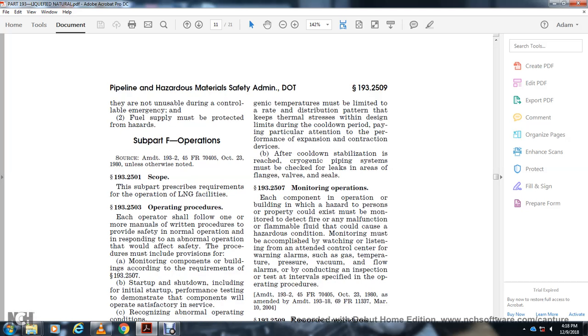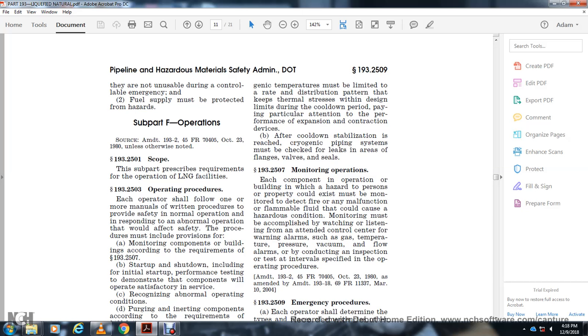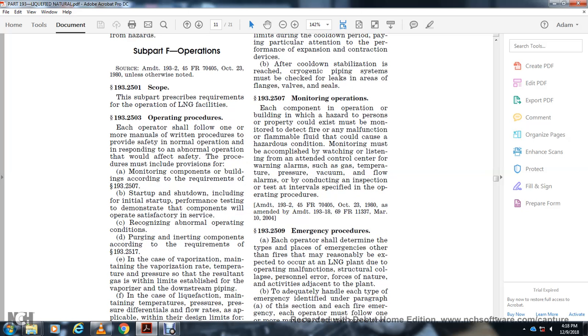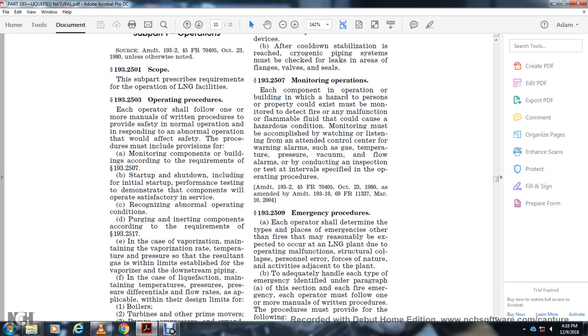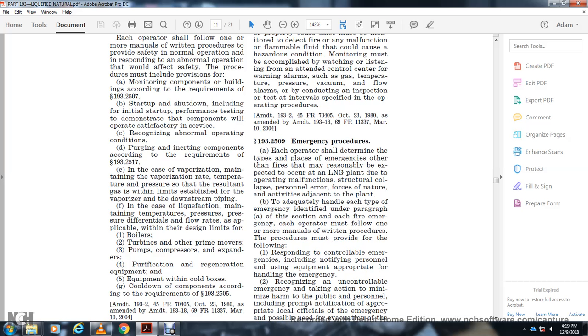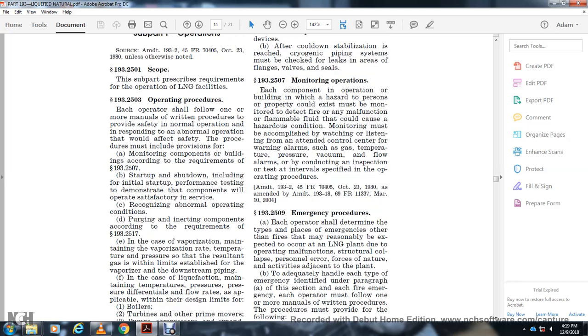The start-up and shutdown procedures include an initial start-up performance test to demonstrate that the components will be proper for safe service, recognizing abnormal operation conditions, protecting the internal components according to the requirements of 193.2517, and keeping the vaporization rate, temperature, and pressure maintained so that the resultant flow will limit the established vapor in the downstream piping. It must be capable of maintaining the temperature, pressure, pressure differential, and flow rate as applicable within the design limits for boilers, turbines, other primary movers of pumps, compressors, expanders, purification and regenerating equipment, and the cold box, for the cool down of components according to the requirements of 193.2505.